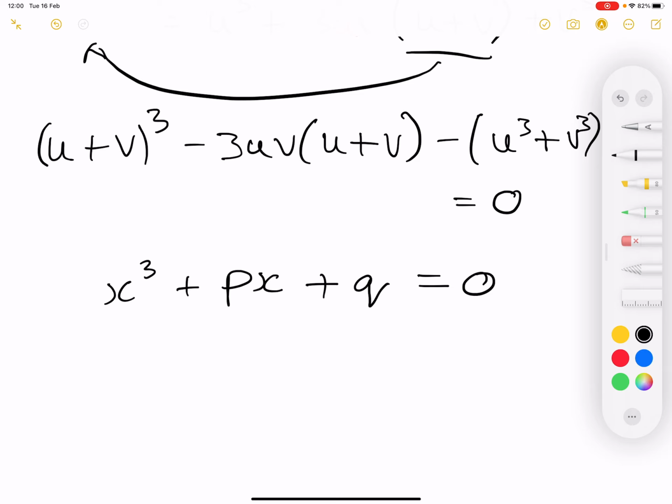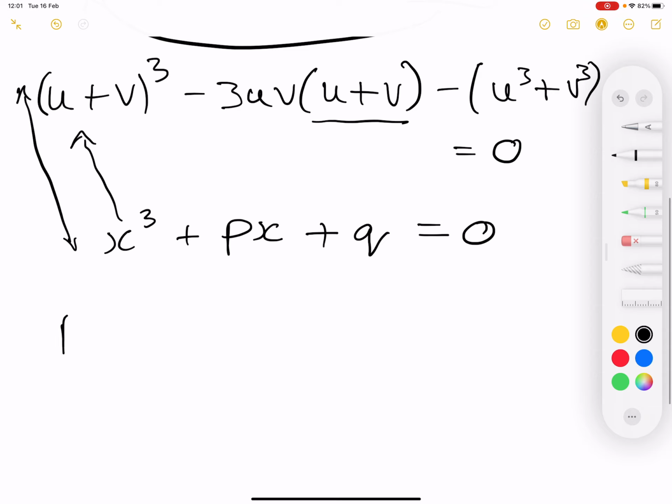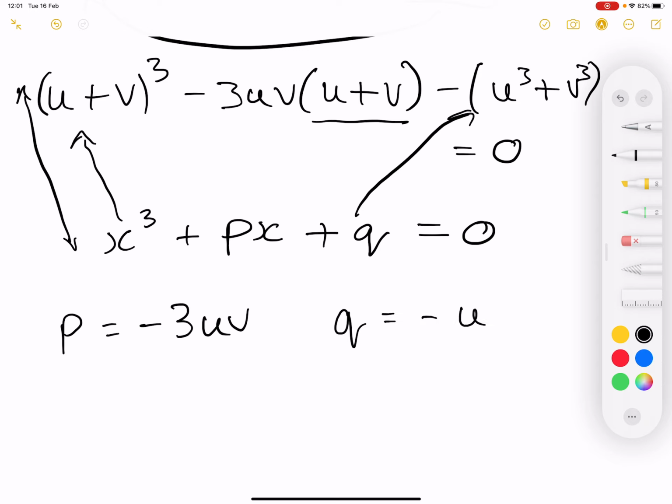So next step we're going to do is compare coefficients. And what that means is we say that x cubed relates to that one, and the coefficient is 1 and 1 here. We have 1 on both of them. And p is multiplied by x, and we have x here. So therefore, we can say that p is equal to negative 3uv. And we can say the same thing for q. So q is equal to negative (u cubed plus v cubed) in a bracket.